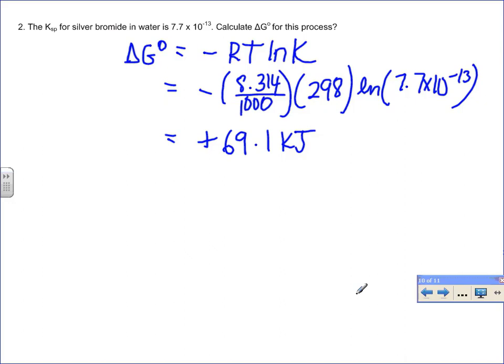Okay, there are a few key relationships that you need to know. Delta G is equal to delta H minus T delta S. And the two equilibrium formulas, so delta G is equal to delta G naught plus RT ln Q. And for a system at equilibrium, delta G naught is equal to negative RT ln K.